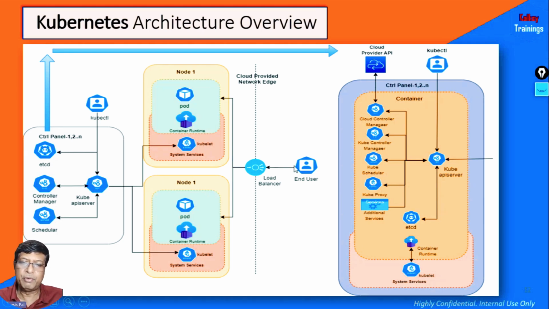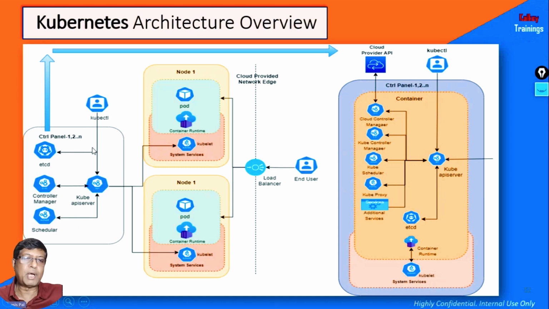So the view is the end user hitting the load balancer. The load balancer will distribute with some round robin logic or whatever, taking the help of the Kube API server. See, ultimately everything is going outside and coming inside through the API server, the Kube API server. So this is the master control plane.